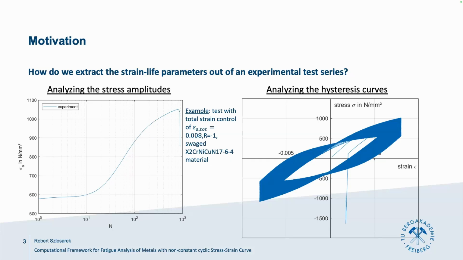So what do we have on the left side? This is the stress amplitude over the number of cycles. And you see we have a strong hardening. We are starting just below 600 megapascal and end up higher than 1000. And when we look at the hysteresis loops, these are all hysteresis loops of the test. We cannot find any stabilized hysteresis. Each hysteresis is different from the other one. That is also not good.